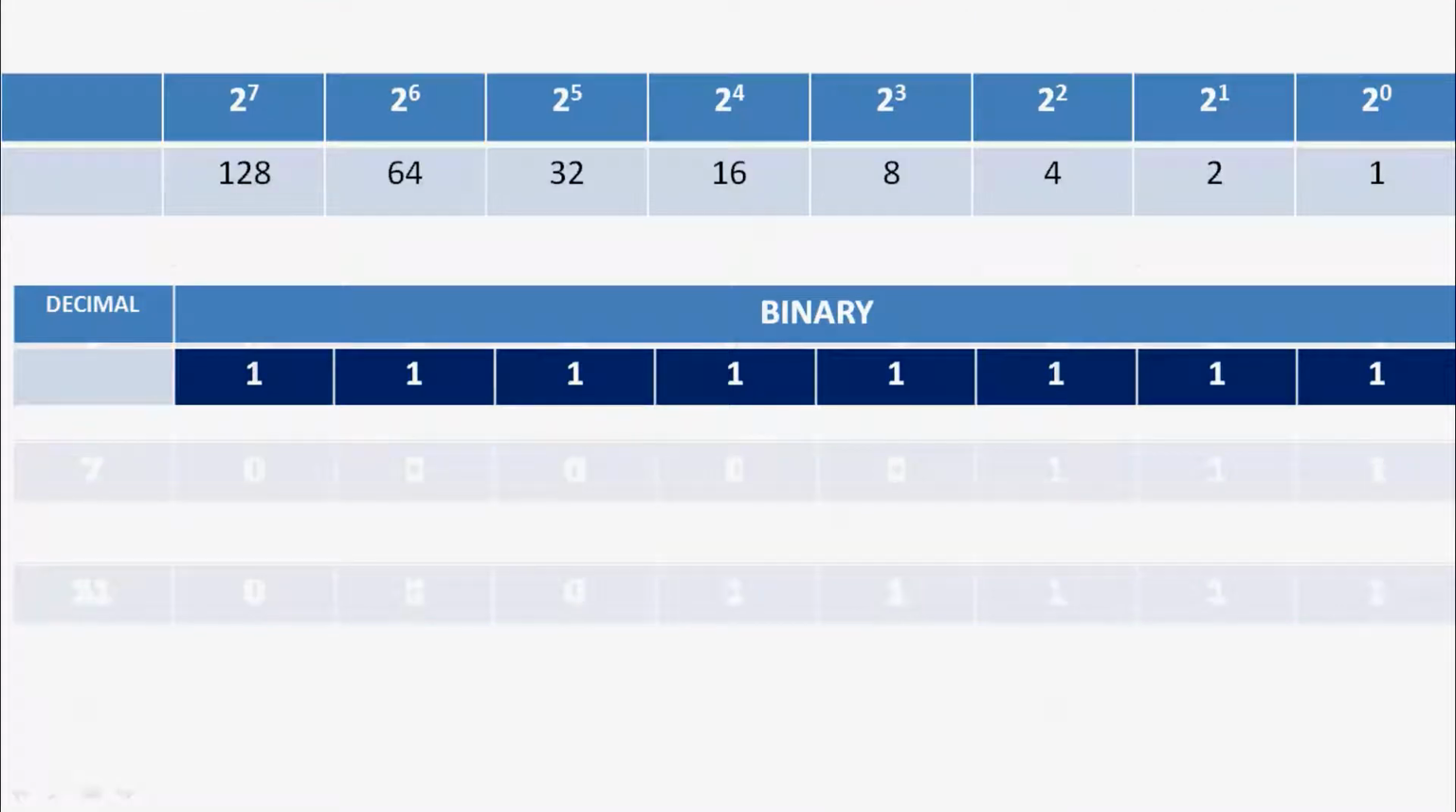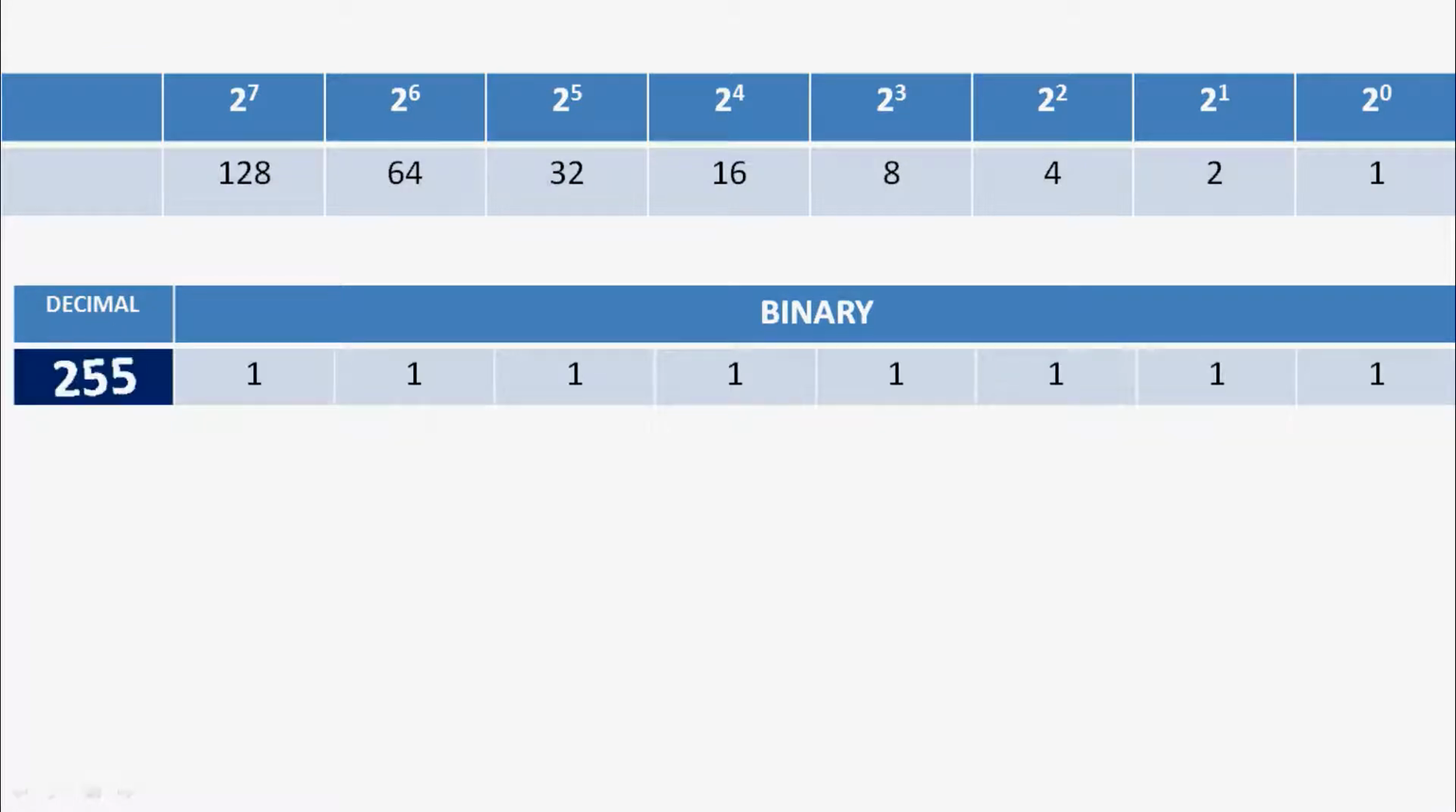Now suppose I am going to put all the 8 bits on, all the 8 bits as ones. What will be the decimal value of this binary? Yes, obviously we have to add 128 plus 64 plus 32 plus 16 plus 8 plus 4 plus 2 plus 1. The value here is 255.